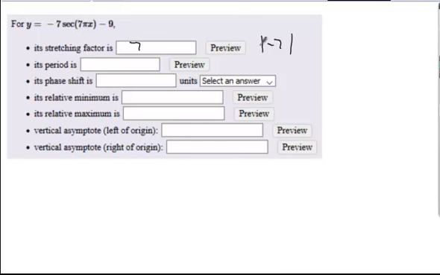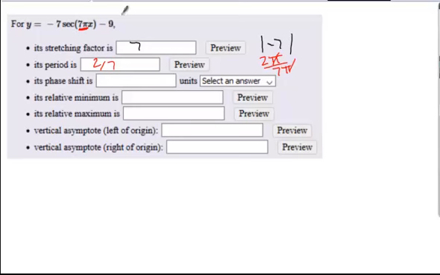Okay? The period is going to be found, since the secant corresponds to a cosine function, we're going to take the period of a cosine, 2 pi, divide by whatever the multiplier is in front of my x, which is 7 pi. The pi's cancel, and so my period is going to be 2/7.